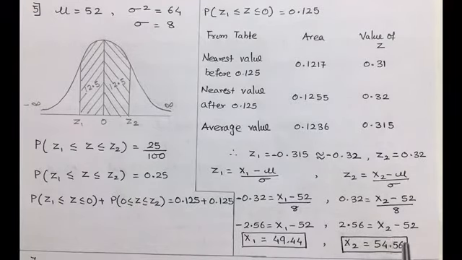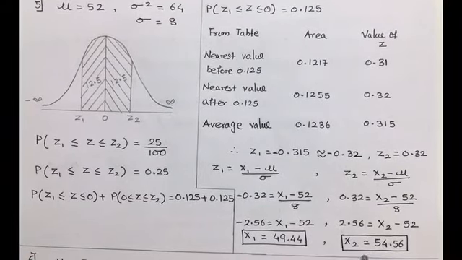Same with Z2, taking 0.32 as the value of Z2 and calculating it, X2 is 54.56, the value of X2. So these are the limits of X1 and X2, that is 49.44 and 54.56.